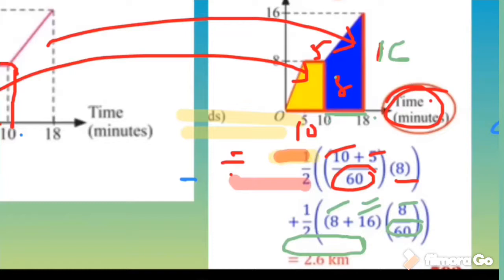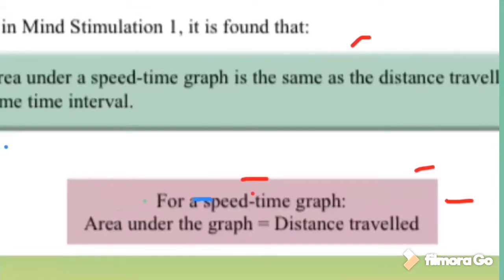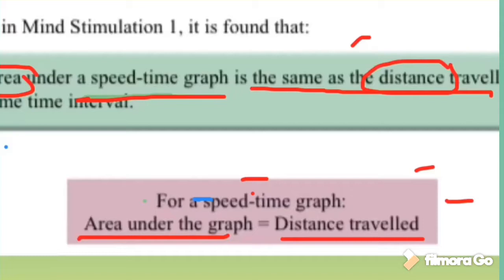You copy this one in your exercise book, the speed time graph. This one is very important. Please copy in your exercise book. Speed time graph: the area under the speed time graph is the same as the distance traveled. For the speed time graph, the area under the graph is equal to distance traveled. I have highlighted it twice for you.